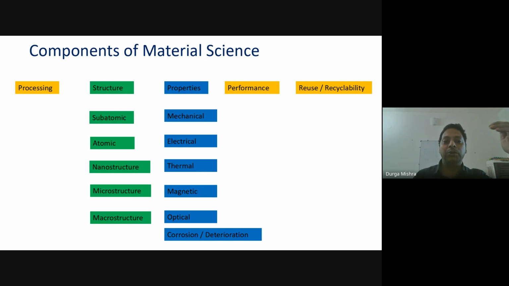So if you now dig deeper into the structure, you can talk about, let's say, a subatomic structure, for example. So subatomic means how the structures are at the atomic level. So how the electrons are arranged in an atom around a nucleus. So that will be the subatomic structure. That is definitely going to play an important role. Then there is also the atomic structure.